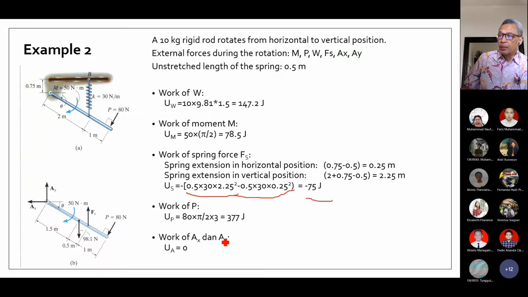So from this example, you can see how we can calculate the work done by each force and moment. We have to first analyze what the displacement related to that force is, and by knowing what displacement is related with each force, you can calculate the work done by that force.